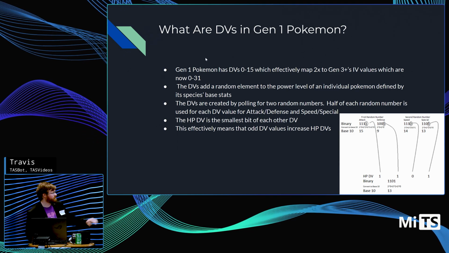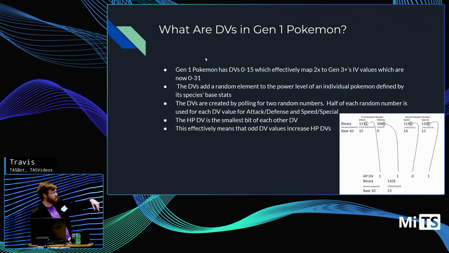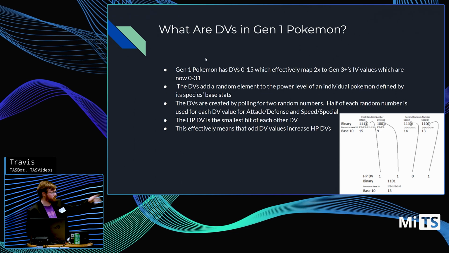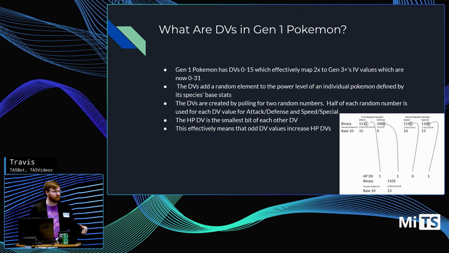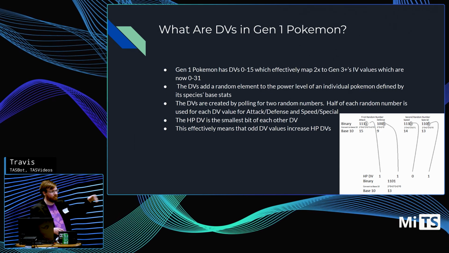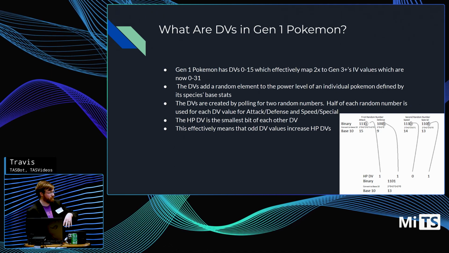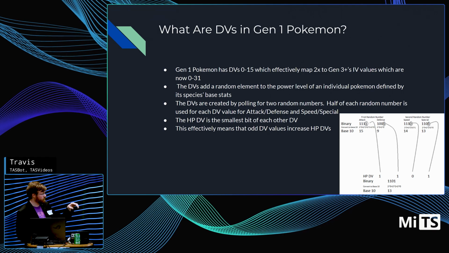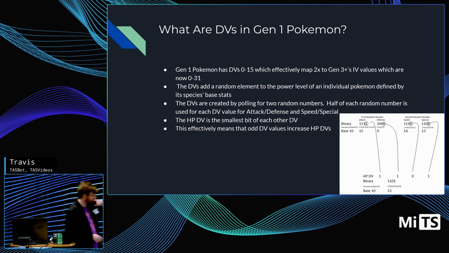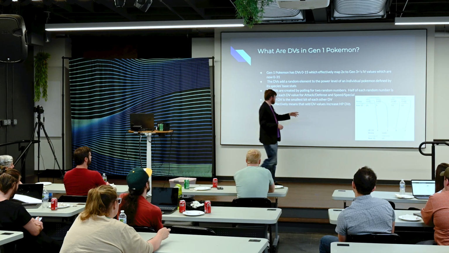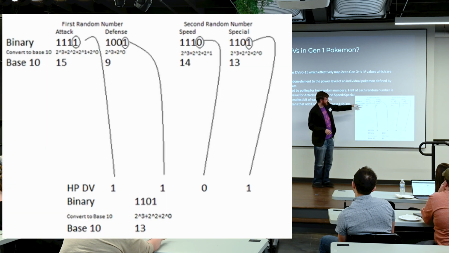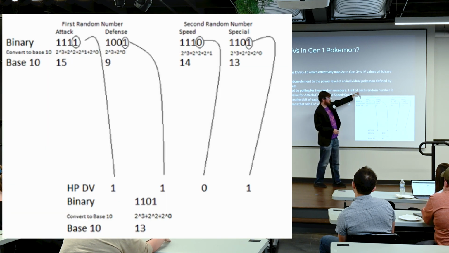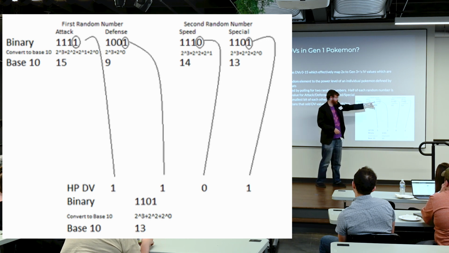So Gen 1 has DVs instead of that system, 0 to 15, which effectively map 2 times to the IVs. So if you have a 15 DV, it'd be effectively the same thing as having a 30 IV Pokemon in the newer generations. The DVs are created by pulling 2 random numbers. Half of each random number is used for each DV value. So you have attack, defense, speed, special. It calls one random number, takes the left half of that and says that's the attack, right half's the defense, and then it does it again with speed and special.